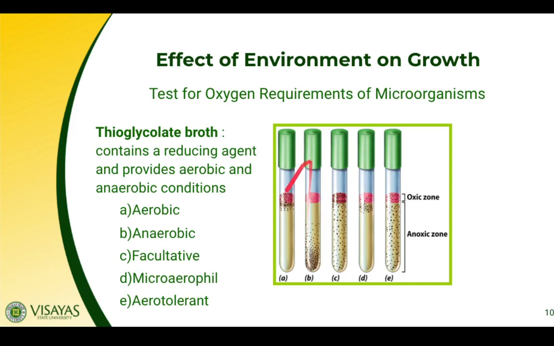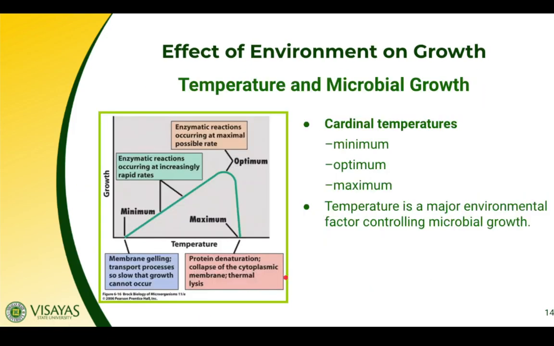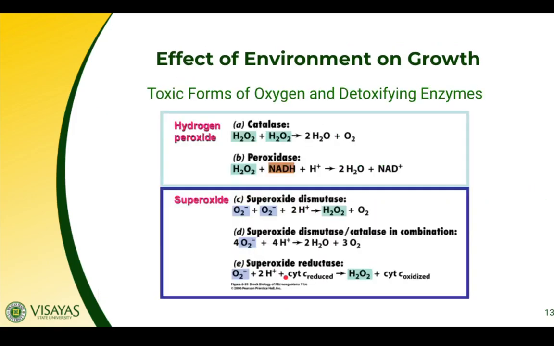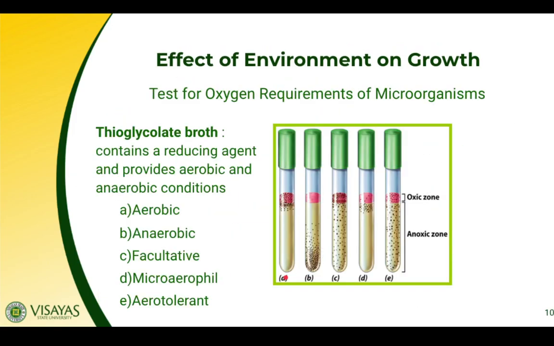Okay, so there are different oxygen requirements of microorganisms. There are different groups of microorganisms according to their oxygen requirements: the aerobes, the anaerobes, the facultative aerobes, the microaerophiles, and the aerotolerant anaerobic microorganisms. In the text discussion, you will find the definitions of these different groups of microorganisms.